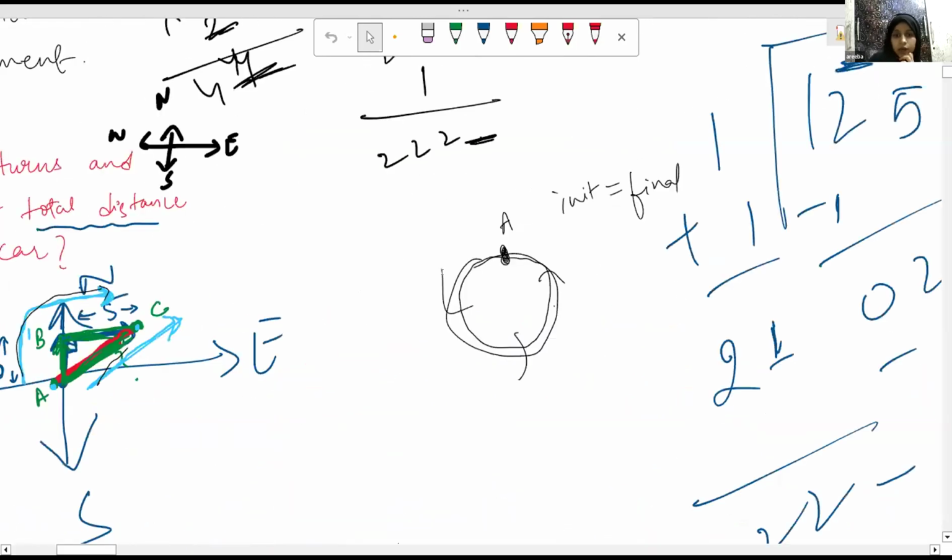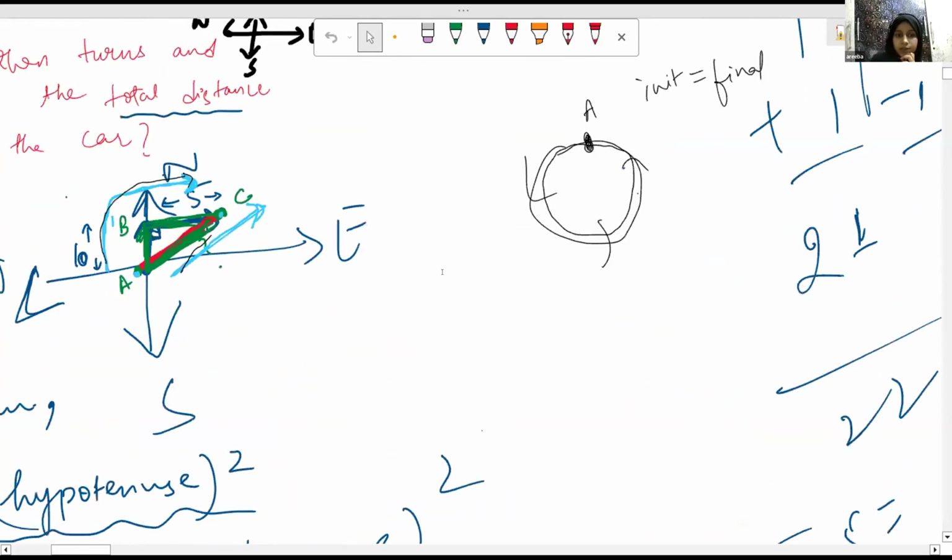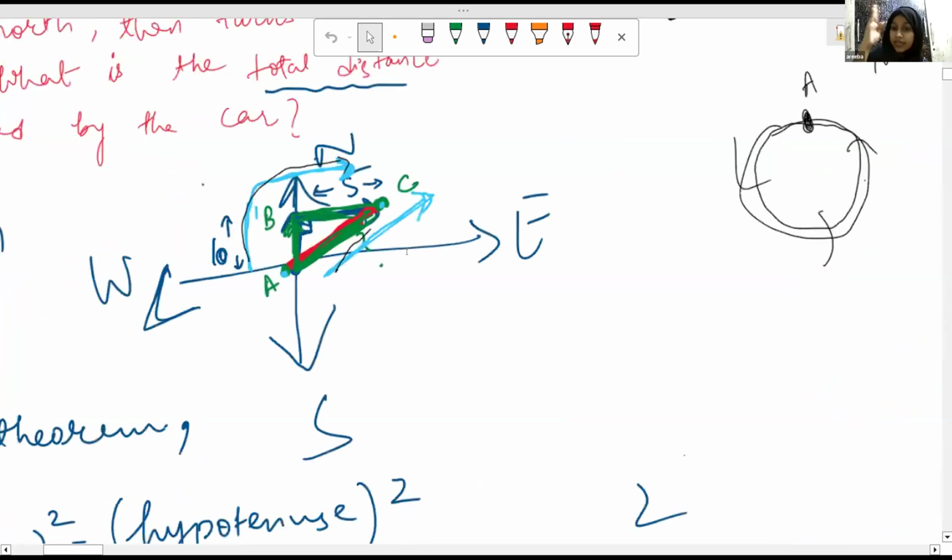Always remember, north is upwards, east is the right of north. North and south everybody knows, up and down. But for east and west, always remember east is towards the right of north, for calculative purposes. Is that fine? Shall I show you the solution?